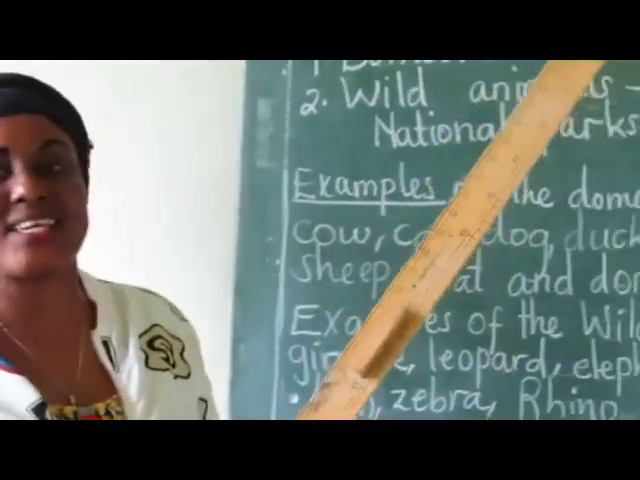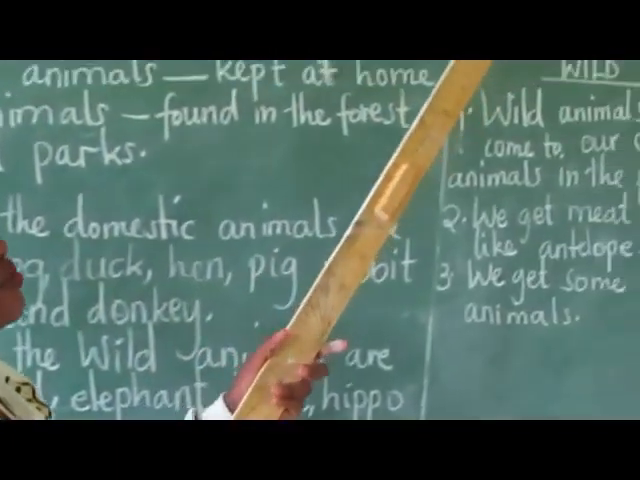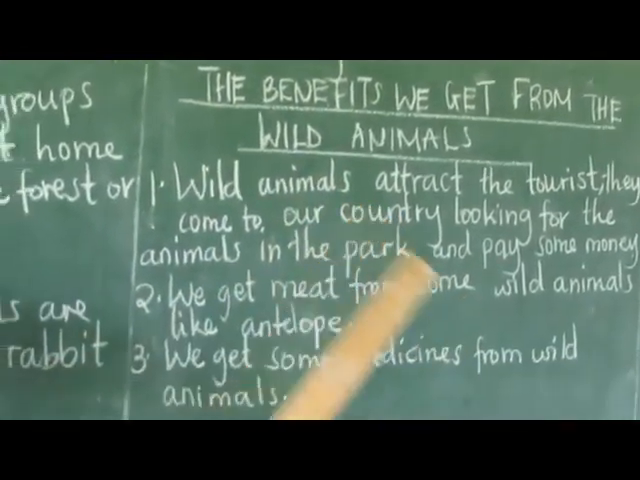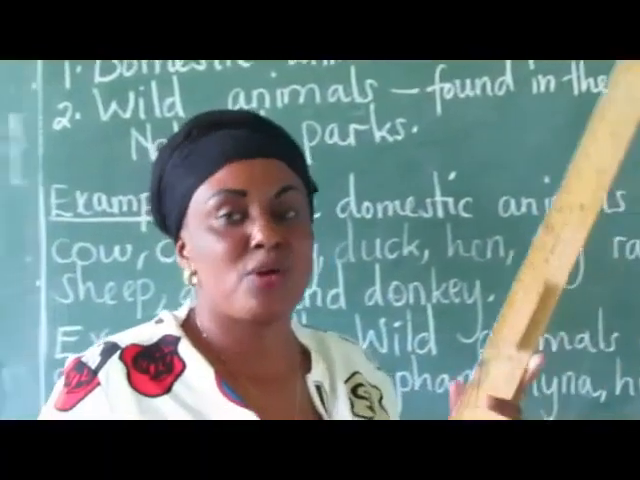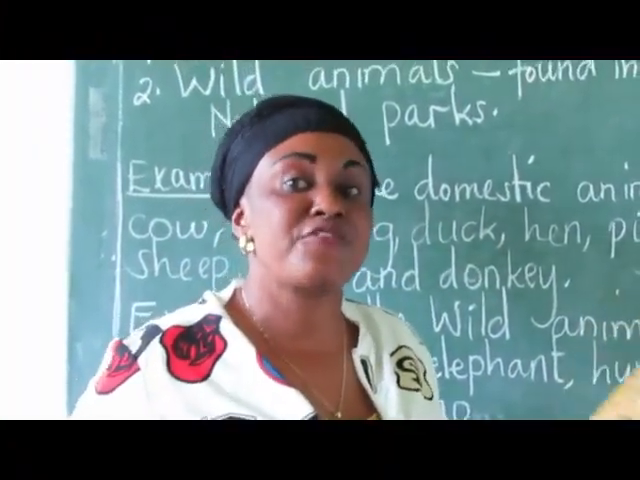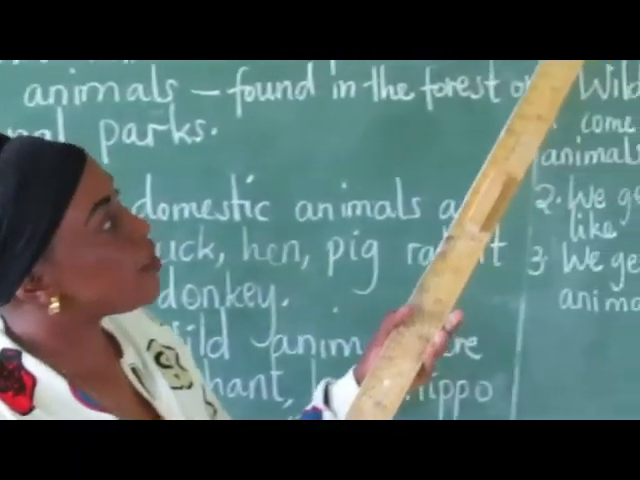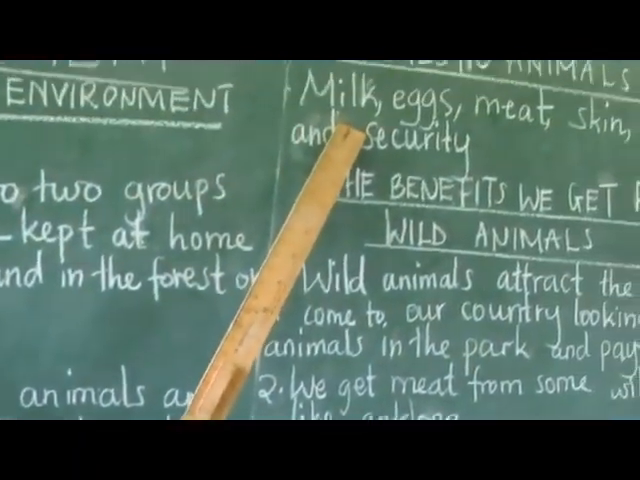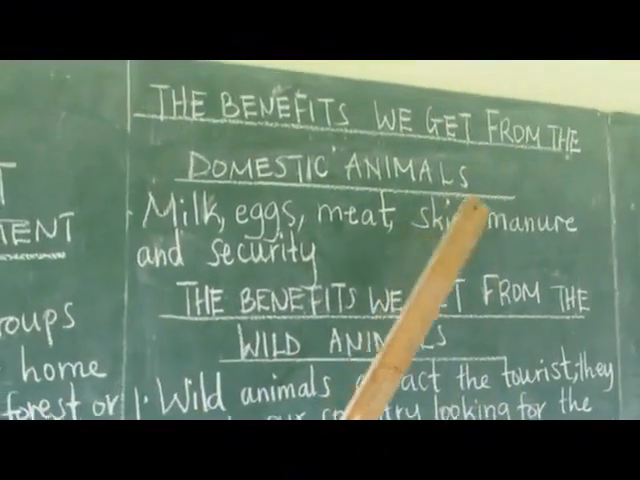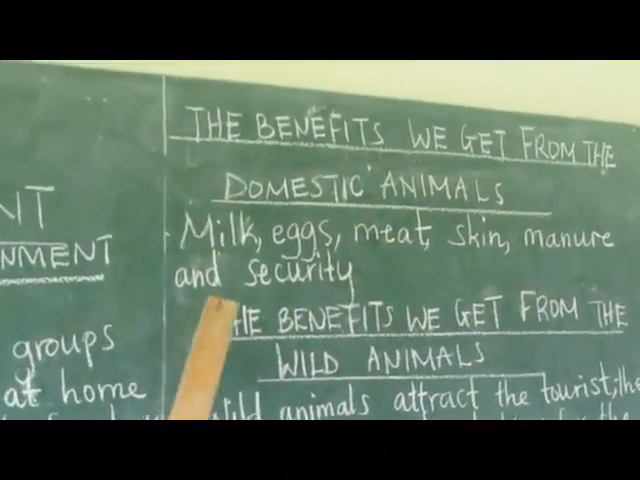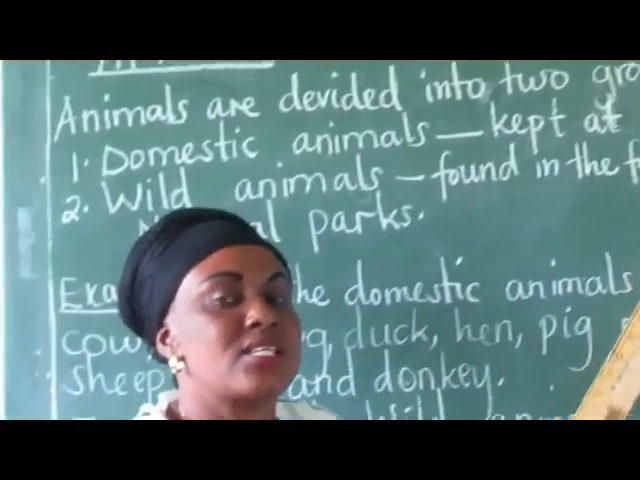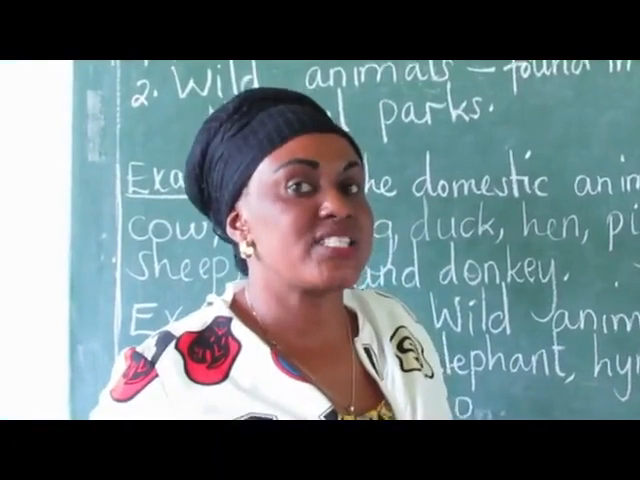Now let us see the benefits which we get from domestic animals. As we see, the domestic animals are found at home. Now let us see the benefits we get from them. We get the benefits like milk, eggs, meat, skin, manure, and security. Some domestic animals give us the security like a dog.